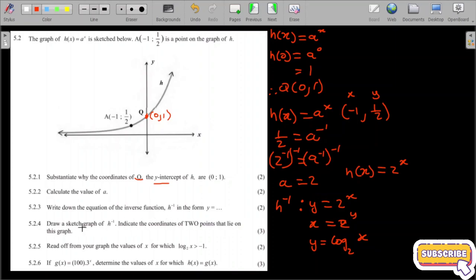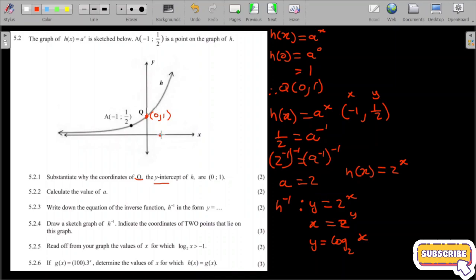Now here they're asking us to sketch the graph of the inverse and to indicate the coordinates of the two points that lie on the graph. What is very important here is to understand that the inverse is an interchange of x and y. What was x here is going to be y, and what was y here is going to be x. So from here we know that this point is going to come here, where my y was 1, here it's going to be x.